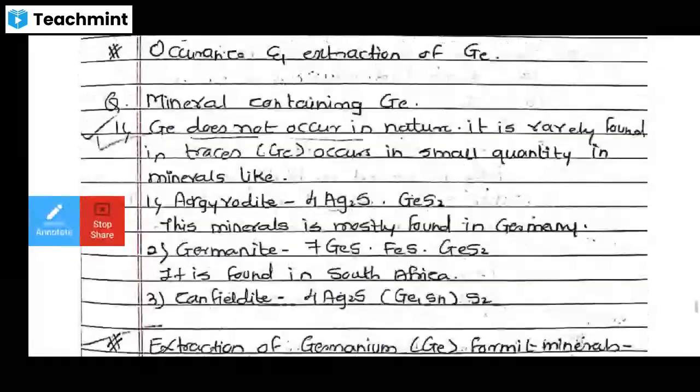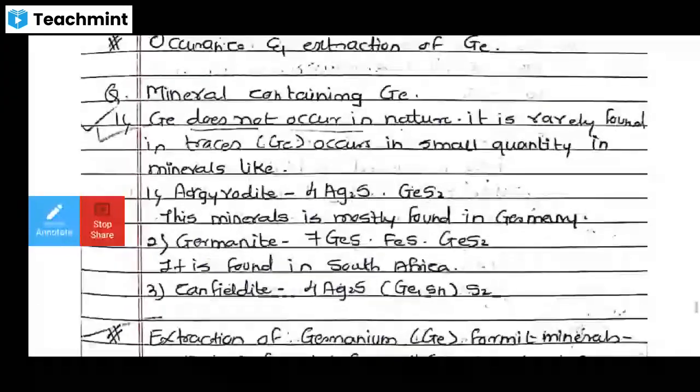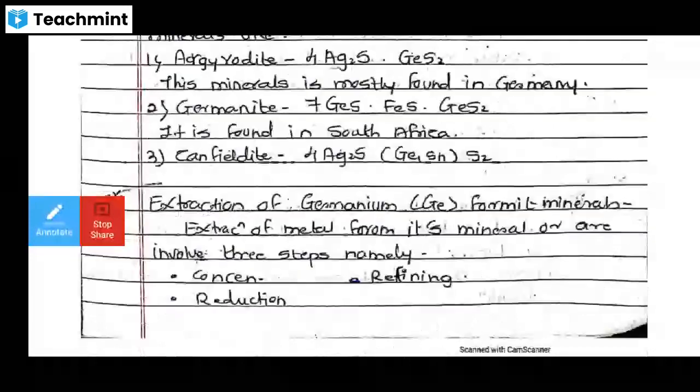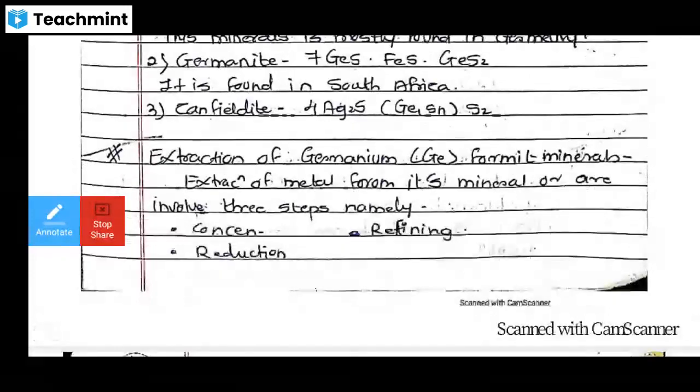Occurrence and extraction of germanium. Germanium is a metal and exists in the earth's crust. The mineral containing germanium is argyrodite. Germanium is found only in traces and occurs in small quantity in minerals like argyrodite. This mineral is mostly found in Germany, with the formula 7Ag2S·GeS2. Germanite is found in South Africa, with the formula 4Ag2S·GeS2·SnS2. It also exists in this structural form.